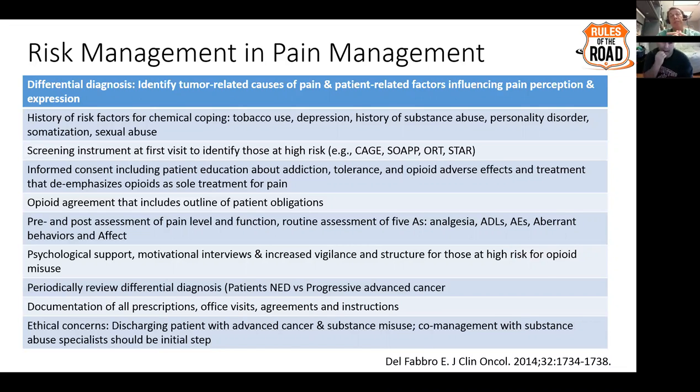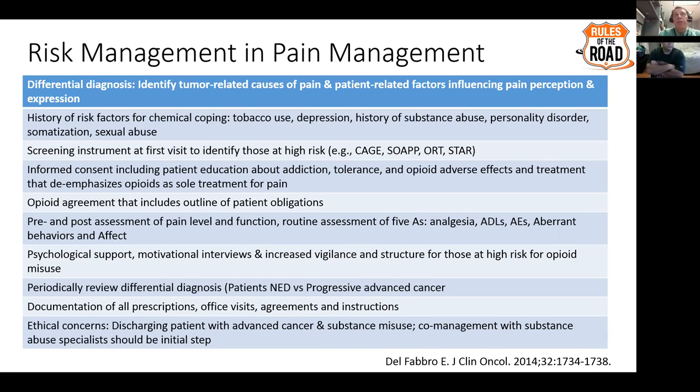That really means that we need to do a really thorough history, not just a physical history, but a very in-depth psychological history in our patients with cancer pain or in other palliative settings. We certainly need to understand the risk factors for chemical coping, whether that be ongoing tobacco use, other psychological illnesses, or a history of pre-adolescent sexual abuse, in both men and women, which is a high predictive factor for people that will go on to misuse and abuse and addiction of prescription and illicit drugs.